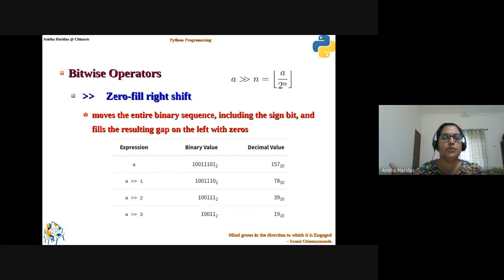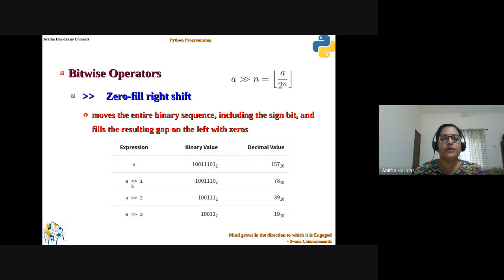Dividing it by 2. Right shift is dividing the value by 2, whereas left shift is multiplying the value by 2. Most of you have done the shift operation in your digital system also. It is similar to that. Let us assume this is the value I am going to have. The given binary value is 100111101. This is the binary value I have. The corresponding decimal value is given.